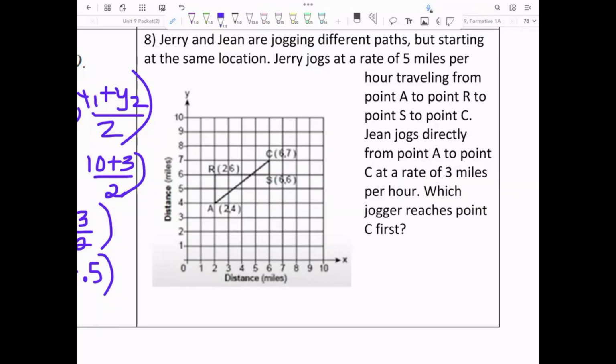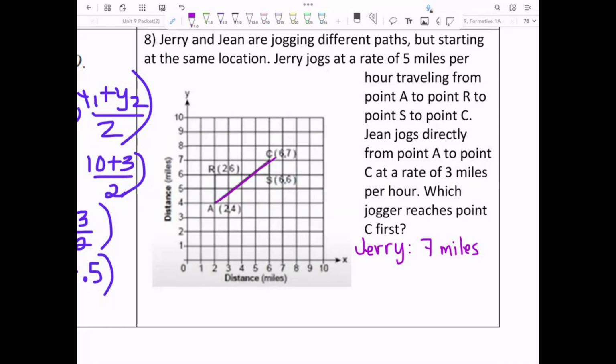So Jerry went from A to R, and then to S, and then to C. Since these are all vertical and horizontal lines, we can just count the boxes. So he went 2 miles, and then 1, 2, 3, 4 miles, and then 1 mile. So he went a total of 7 miles. Okay, and Jean is a little bit more difficult because hers is a diagonal line.